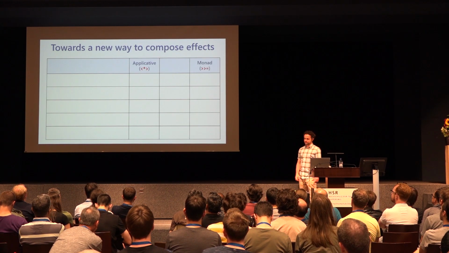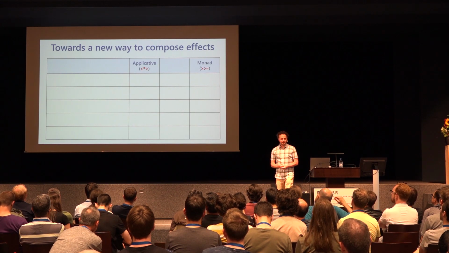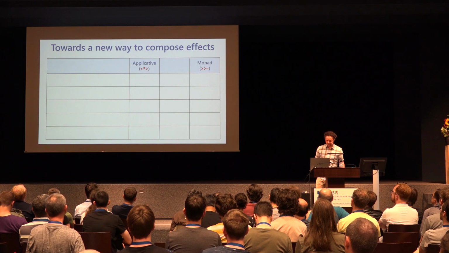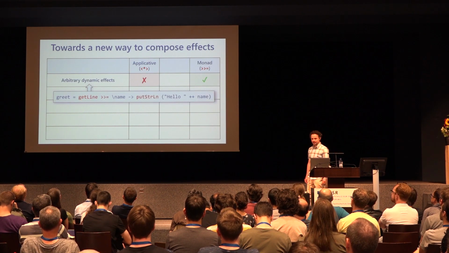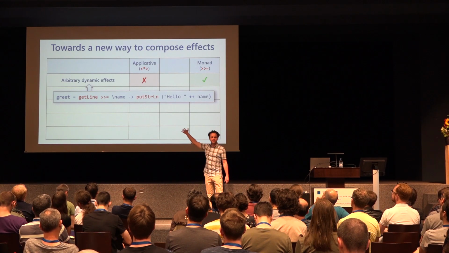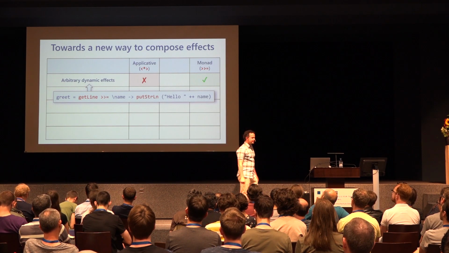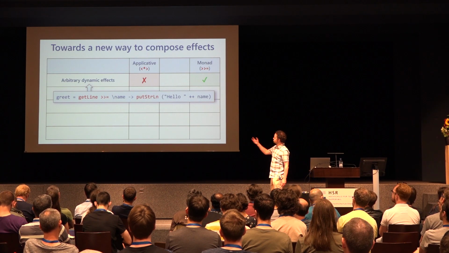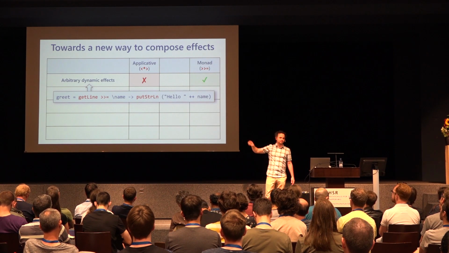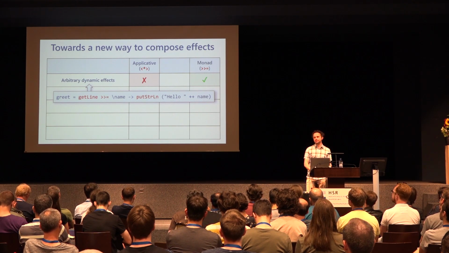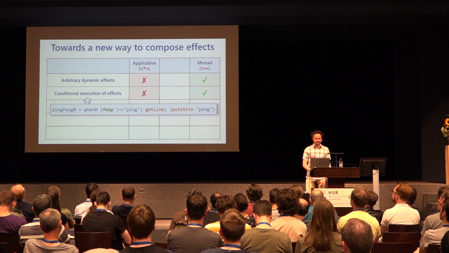Okay, so we've looked at two ways of composing computations, monads and applicative functors. So let's look at a summary of the features that they have. Arbitrary dynamic effects is something that is required to write a program like this greeting program, which reads in a string and then uses the string to create an arbitrary effect which goes next. You can do this with monads, you cannot do this with applicative functors.